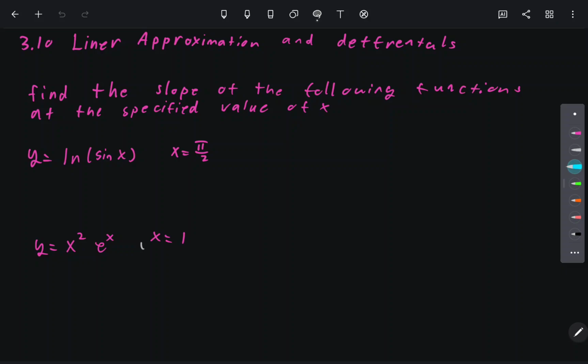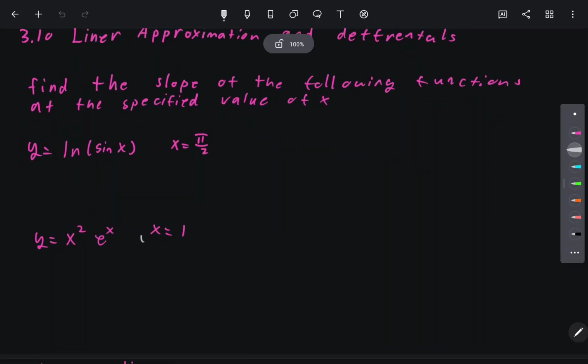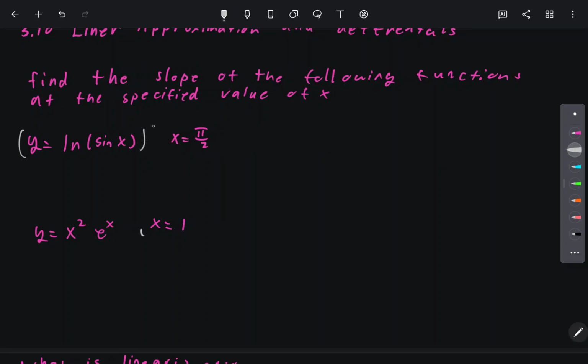So to start out, we must take the derivative of this function, and we will get dy/dx is equal to sine of x times the derivative of the inside, which is cosine of x, which is a cotangent, but I'm not going to write it as such. And then we just have to plug in pi over 2, and we'll see that this is equal to 0.